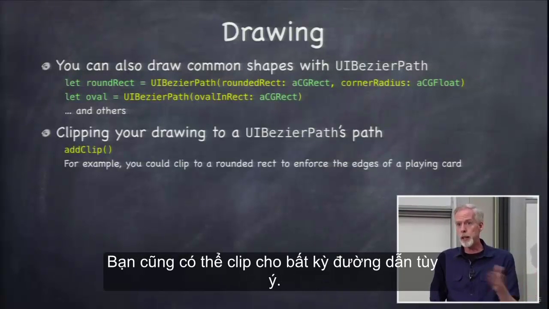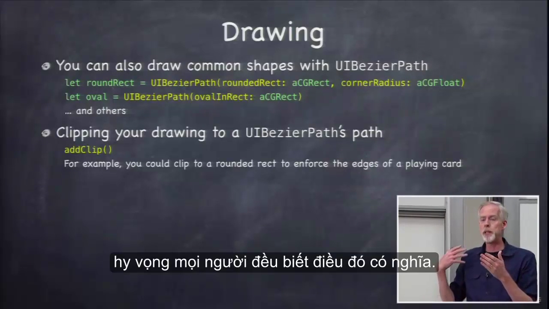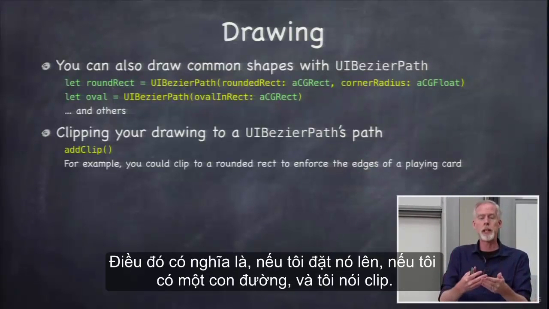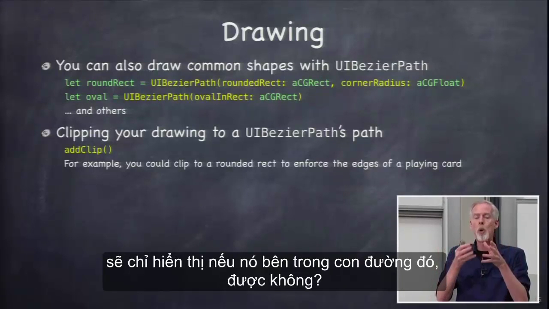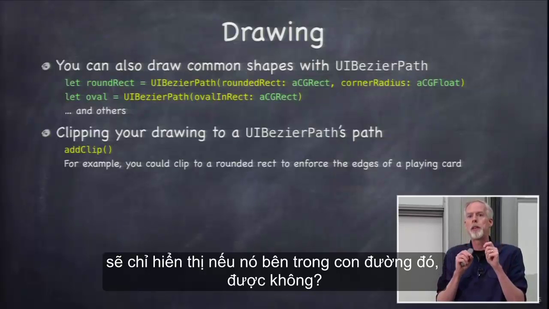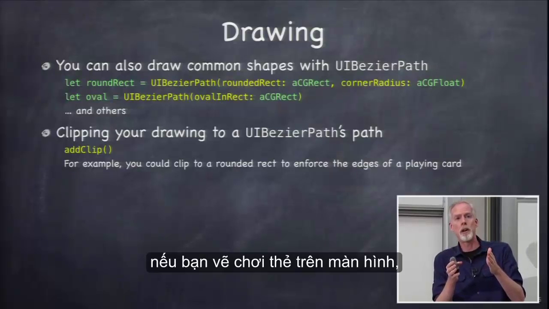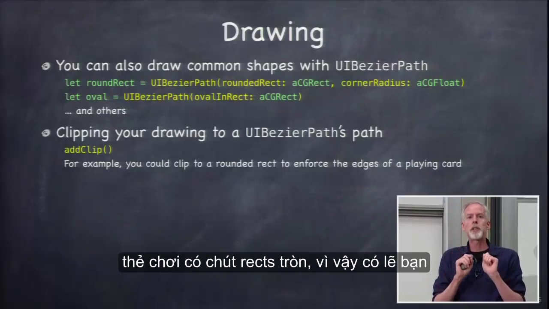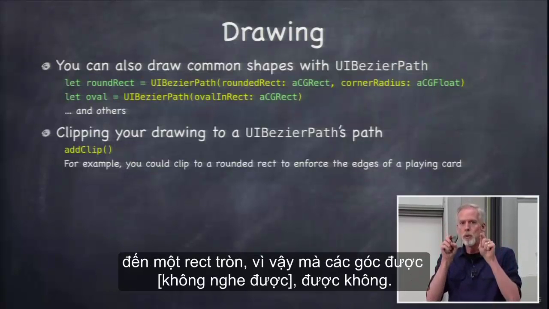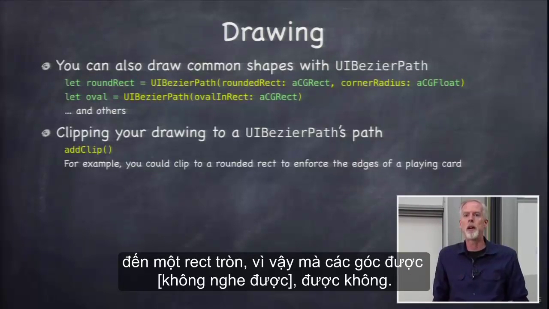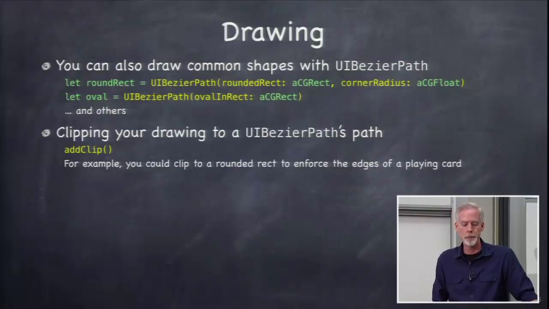You can also clip to any arbitrary path. So clipping, hopefully everyone knows what that means. That means if I have a path and I say addClip, then all drawing I do after that will only show up if it's inside that path. Okay? So, for example, if you were drawing a playing card on screen, playing cards have little rounded rects. So you might draw your playing card in a big rectangle and then clip to a rounded rect so the corners get cut off. Okay? That's a kind of cheap, simple way to get a rounded rect playing card.